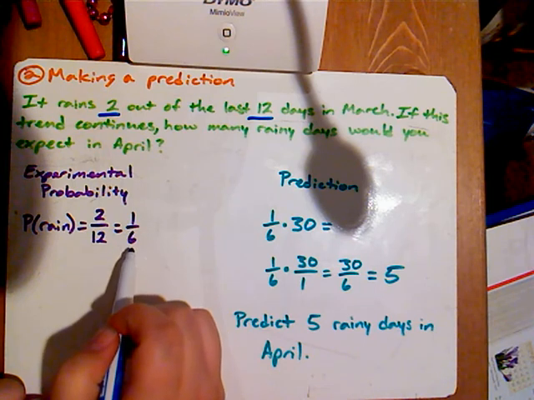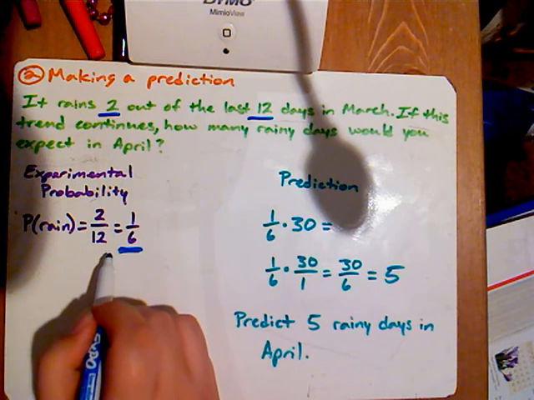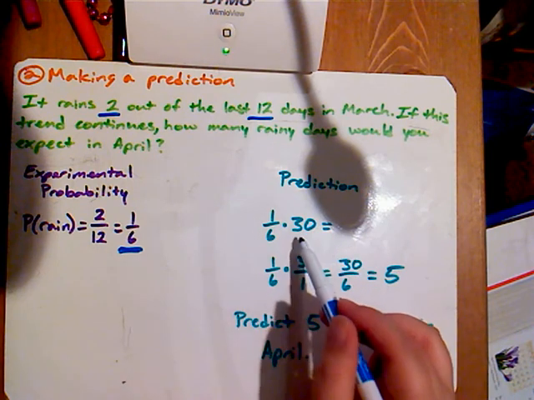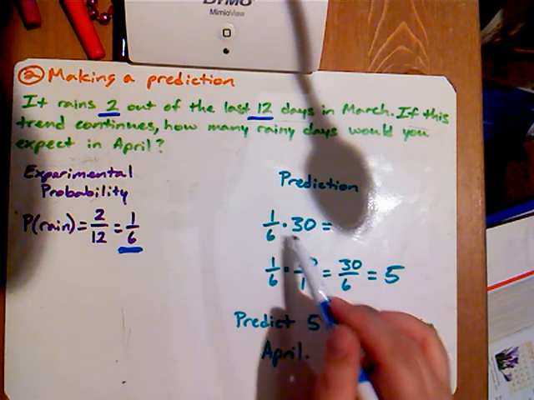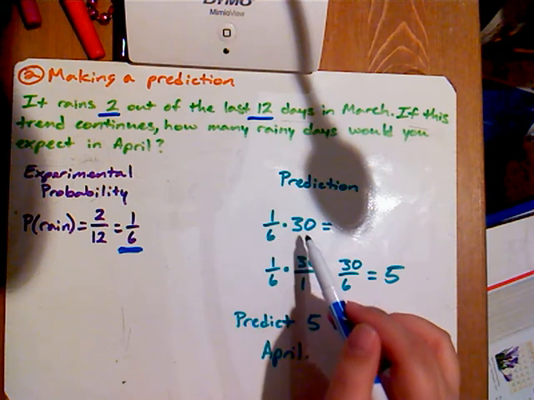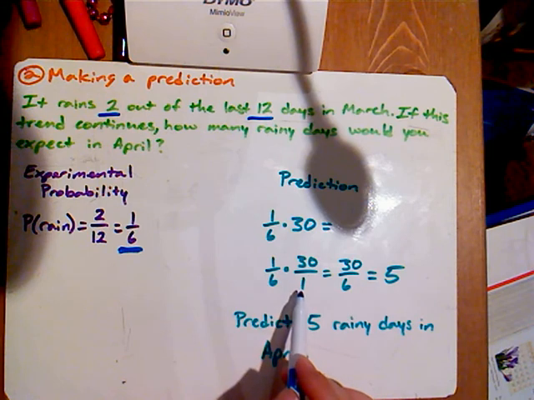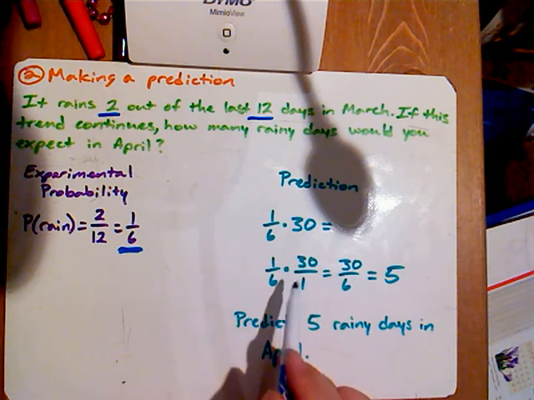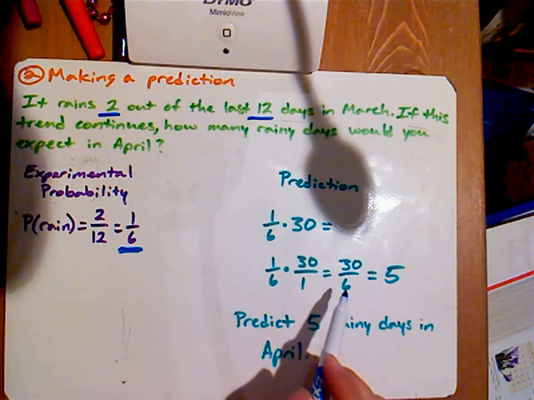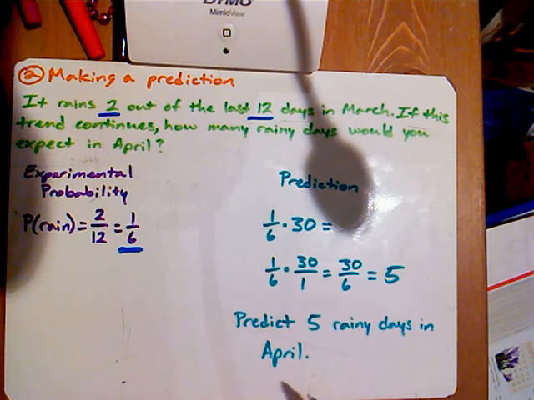So then to make our prediction, we take that 1 over 6, we multiply it by the number of days in April. There are 30 days in April, so 1/6 times 30. We put that 1 underneath the 30. 1 times 30 is 30. 6 times 1 is 6. 30 divided by 6 is 5. So we can make the prediction that there will be 5 rainy days in April if the trend from March continues. And that's how you make a prediction using experimental probability.